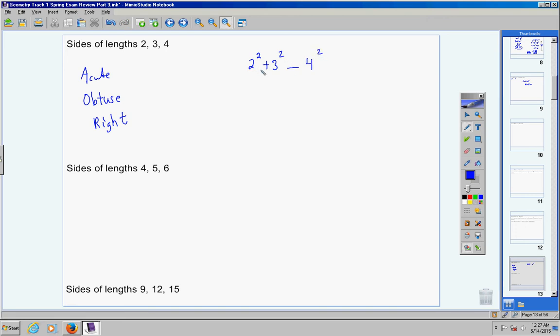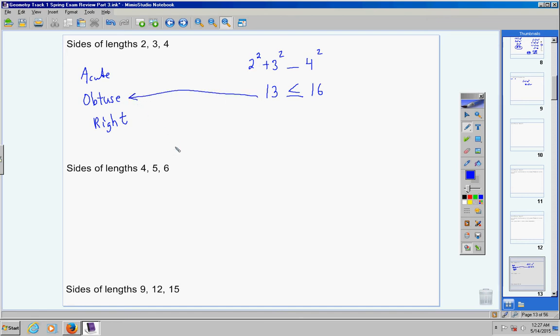Now, 4 squared is 16. 2 times 2 is 4. 3 times 3 is 9. 4 plus 9 is 13. So I end up with this right here. So whenever the sum of your legs squared is less than your hypotenuse squared, anytime it's like this, you will always have an obtuse triangle.